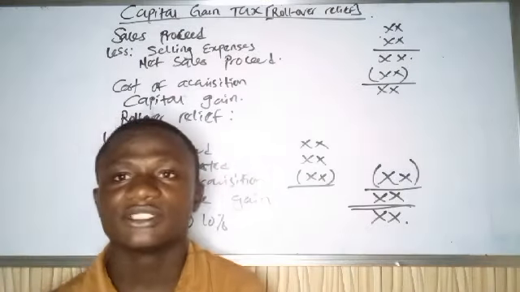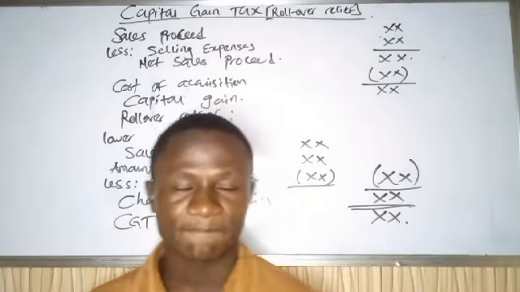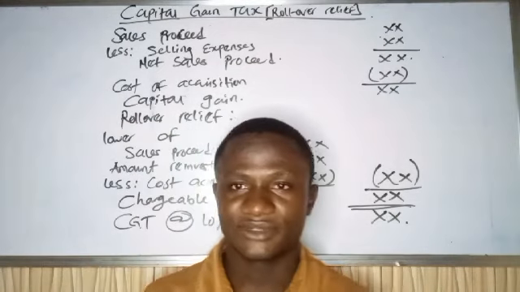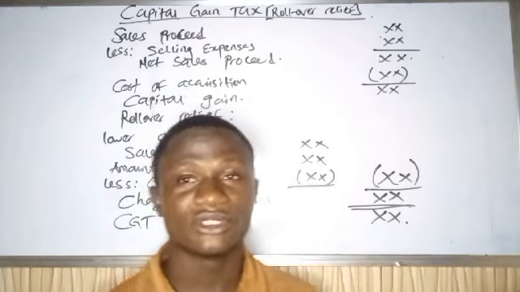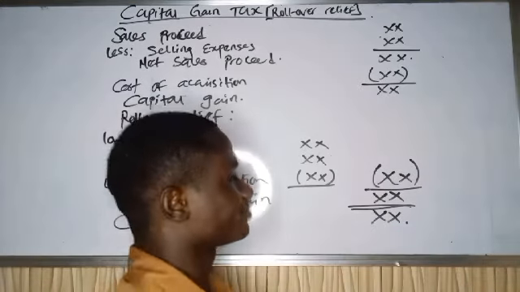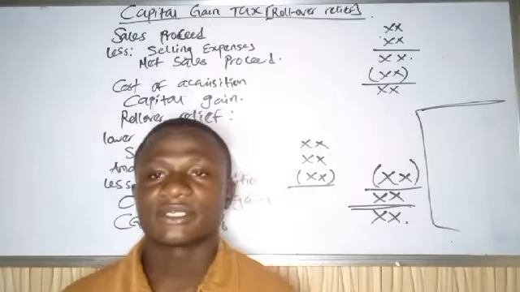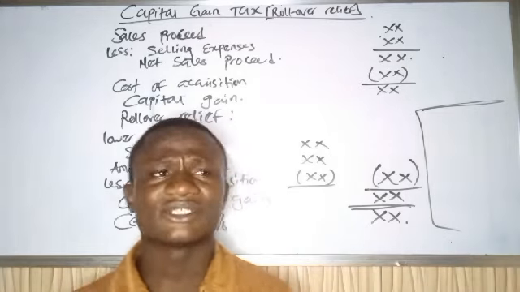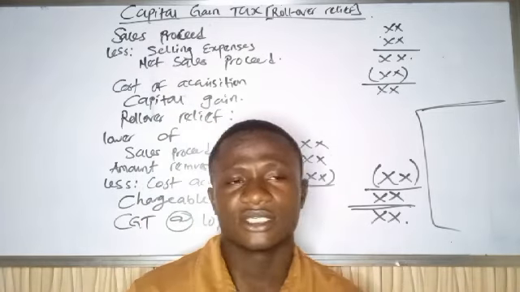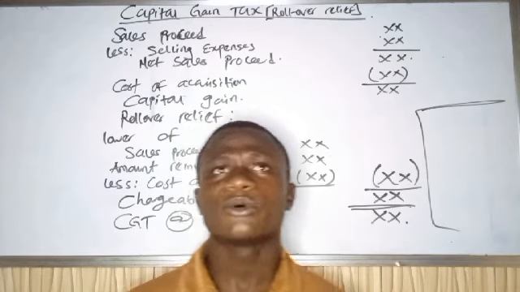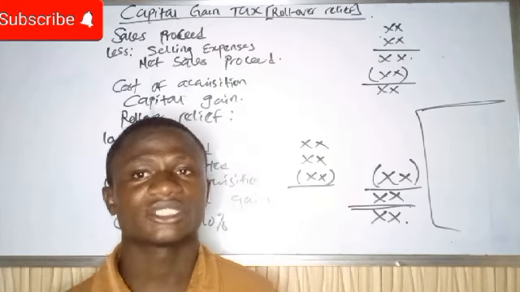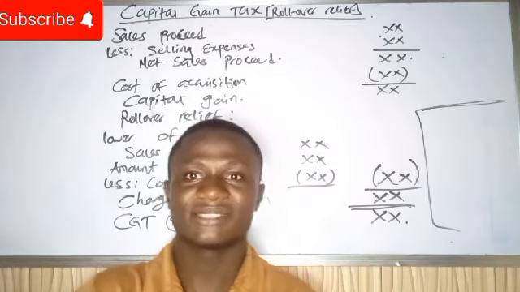Now, let me explain the concept of rollover relief again. When we say rollover relief, this is what we are trying to do. I'll give a good illustration so you get it. Let's say, for example, I bought an asset in a particular year, maybe 2015, at a cost of 10,000 naira. So I bought this asset for 10,000 naira, but for some reasons, I want to sell the asset and get a new one of that same asset.